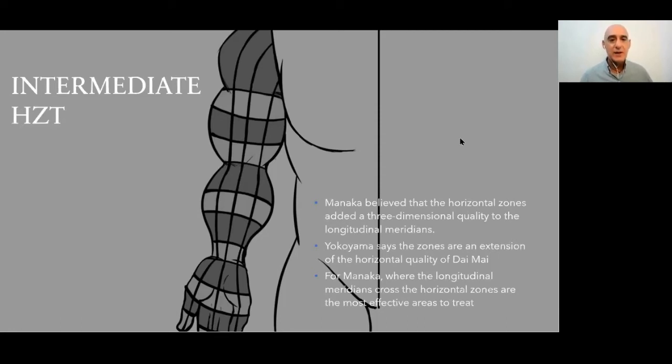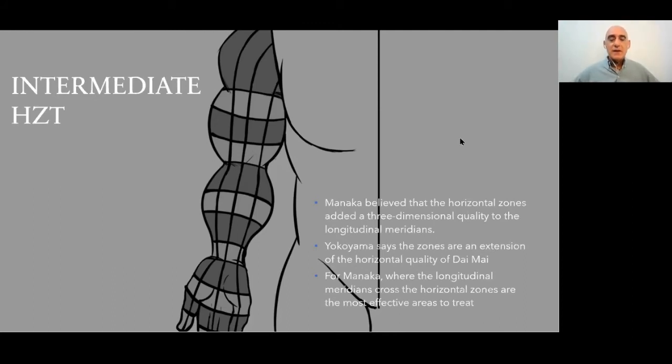in his own way. But what Dr. Manaka felt was that there's something lacking from traditional acupuncture theory, because all the meridians in the body, apart from the daimai, are longitudinal. They run along the arms, and they run along the legs. So they all go top to bottom, bottom to top, and only one of them goes horizontally.